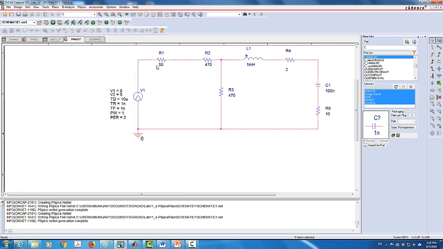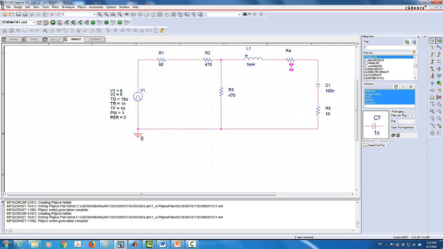Then we connected the rest of the circuit. I have R1, which is the 50 ohm. This is basically the function generator that we use to build the circuit. We have 470 ohm and 470 ohm here, 1 millihenry, the 2 ohms that are internal to the inductor, 100 nano, and then here the 10 ohms, which is basically the sense resistor.